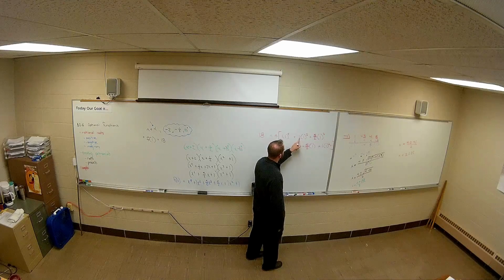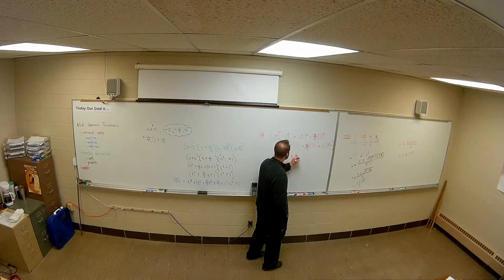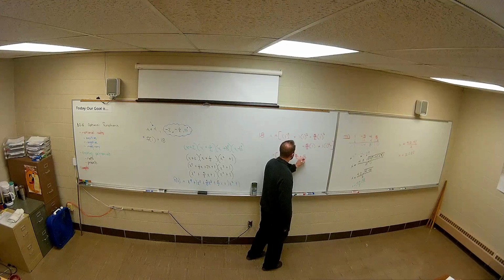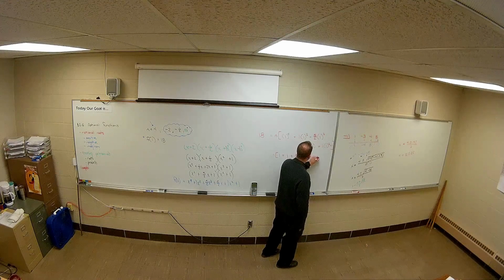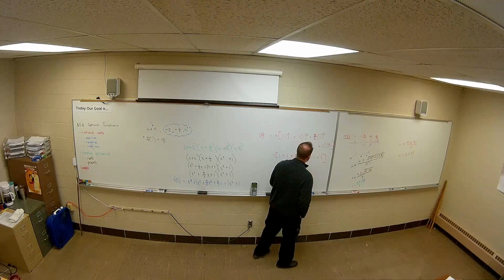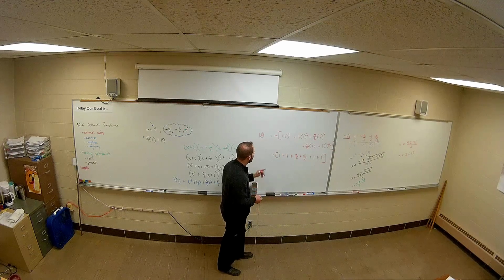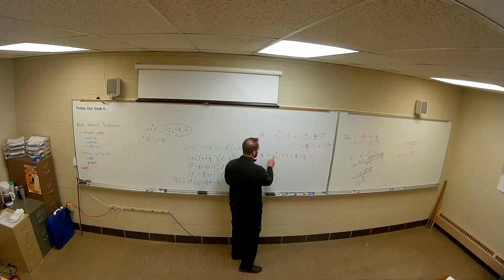1 squared times 1. 5 halves times 1 is 5 halves. Times 1, or plus 1, plus 1. All right, there you go. That's simplifying everything down. Hopefully this equals 18. Hopefully they didn't multiply it by anything.